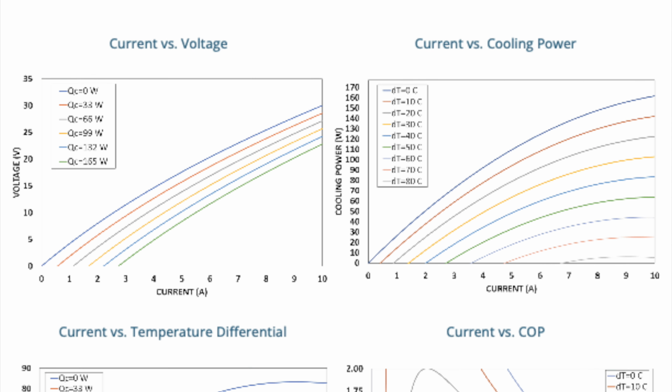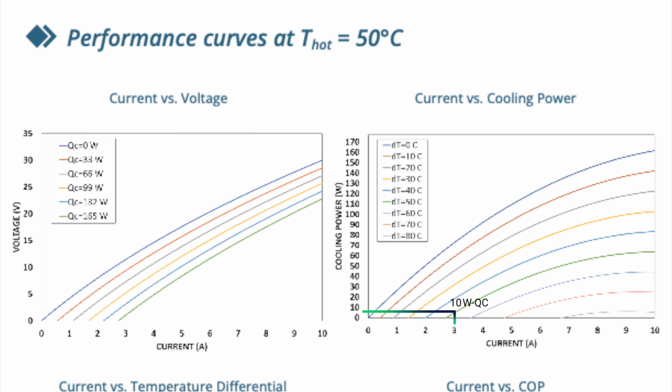Taking that to our current versus cooling capacity curve, we see that we have a cooling capacity of about 10 watts. And then moving to our current versus voltage curve, we see that at 3 amps we'll need about 10 volts. And obviously our power supply can handle that.